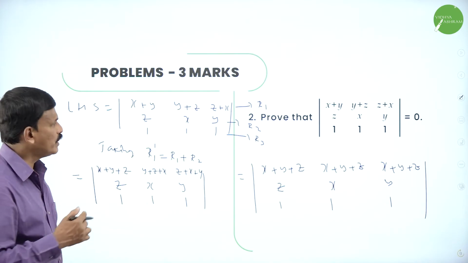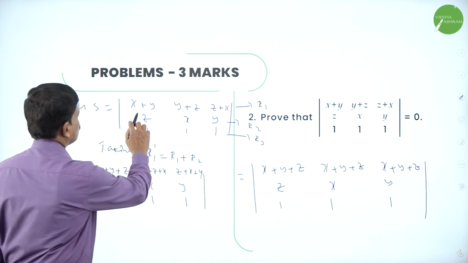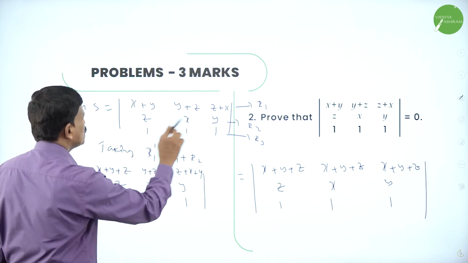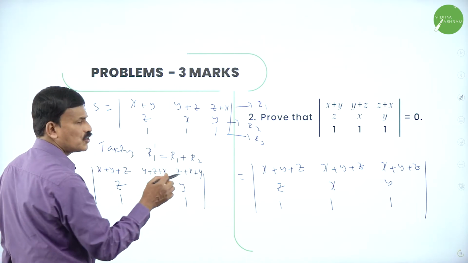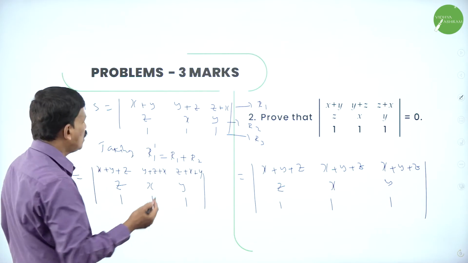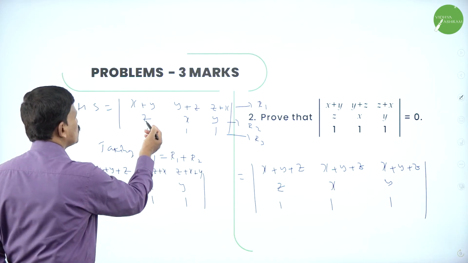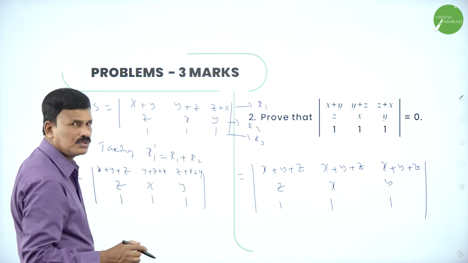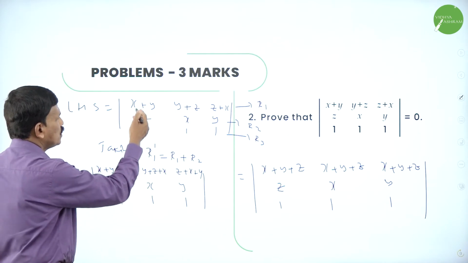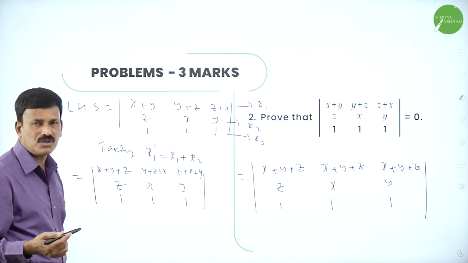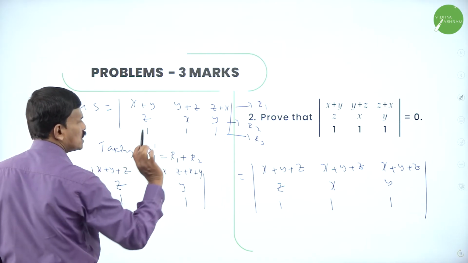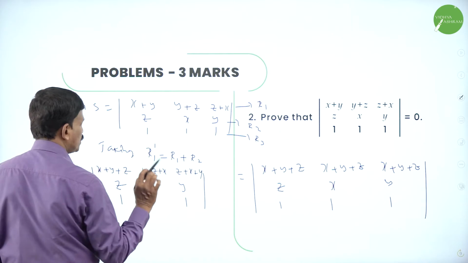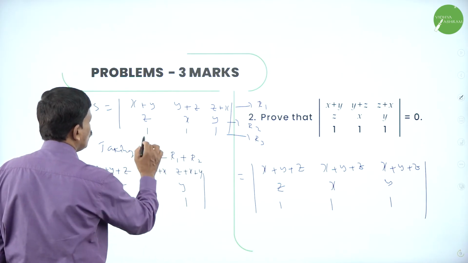Come back to this. Take LHS: x plus y, y plus z, z plus x; z, x, y; 1, 1, 1. Taking R1 dash is equal to R1 plus R2. Or you can change here also, R2 dash is equal to R1 plus R2. So you can put it on either the first row or the second row. Right away, first write down the second row and third row: z, x, y and 1, 1, 1.